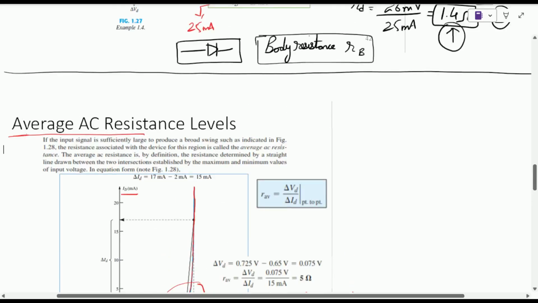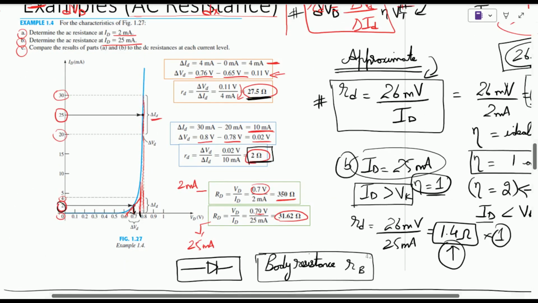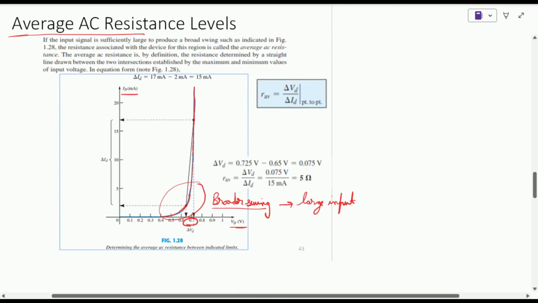If you compare this to the AC, for the AC resistance the characteristic curve increased immediately after the knee voltage, which was 0.7 for the silicon material. But in the average AC, the input was a much broader swing, because the current increased before the knee voltage appeared, and then after some time it reached the knee voltage value of 0.7. So this broader swing moves our analysis from the AC to an average AC. And thus in the average AC the analysis becomes very easy.